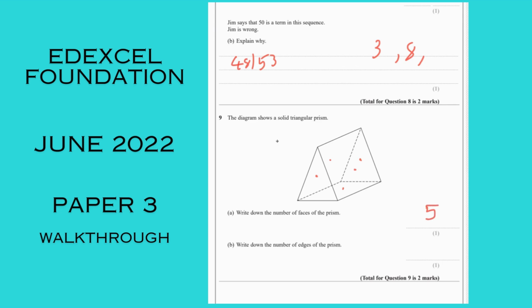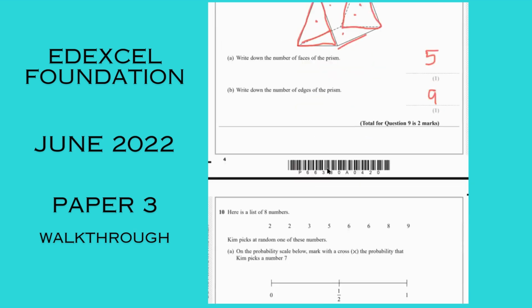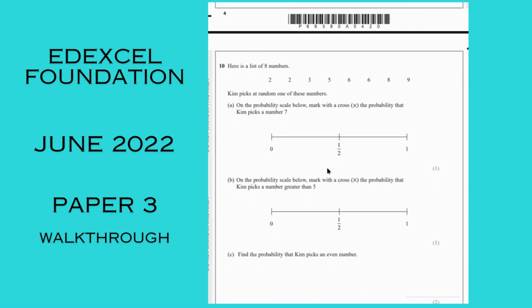Write down the number of edges. Again, if you're not great, and I'm not sometimes, trace them out. 3 at the front, 3 at the back, and the 3 joining each vertex gives us a total of 9. No real need to go down the faces, edges, vertices rules route. Stick to counting for that one.